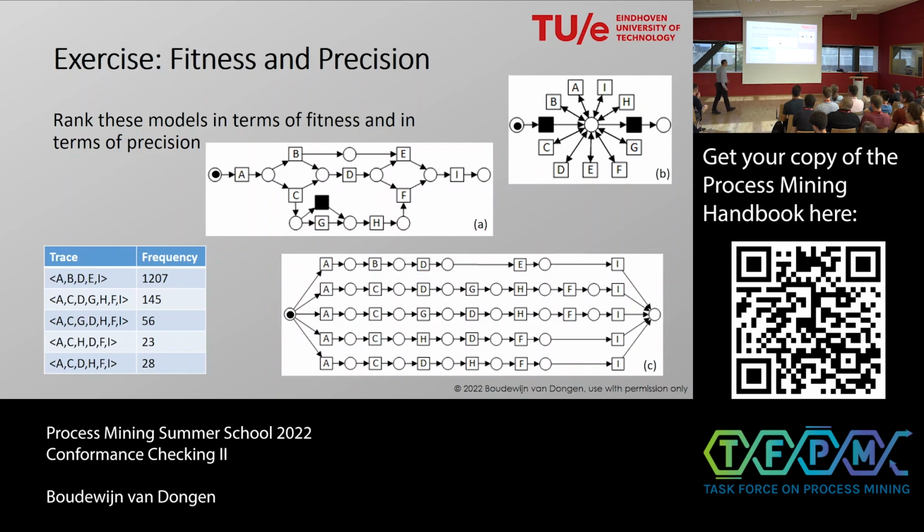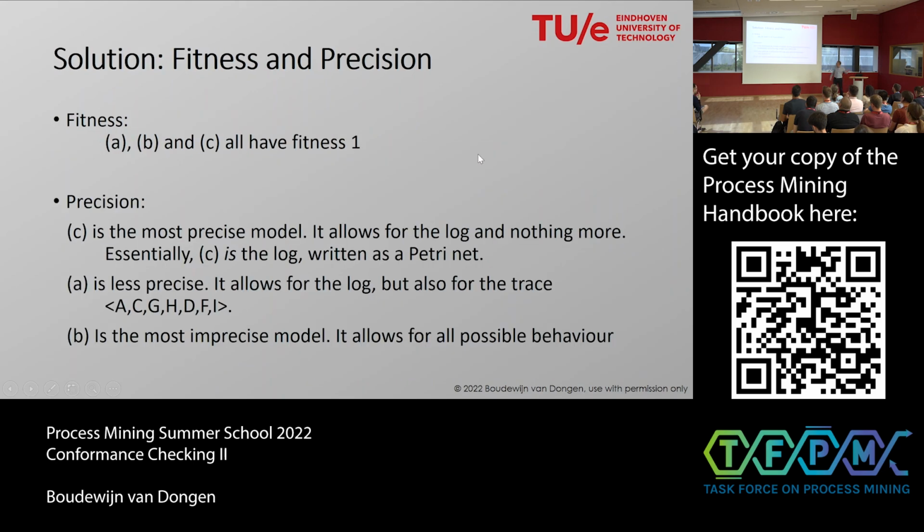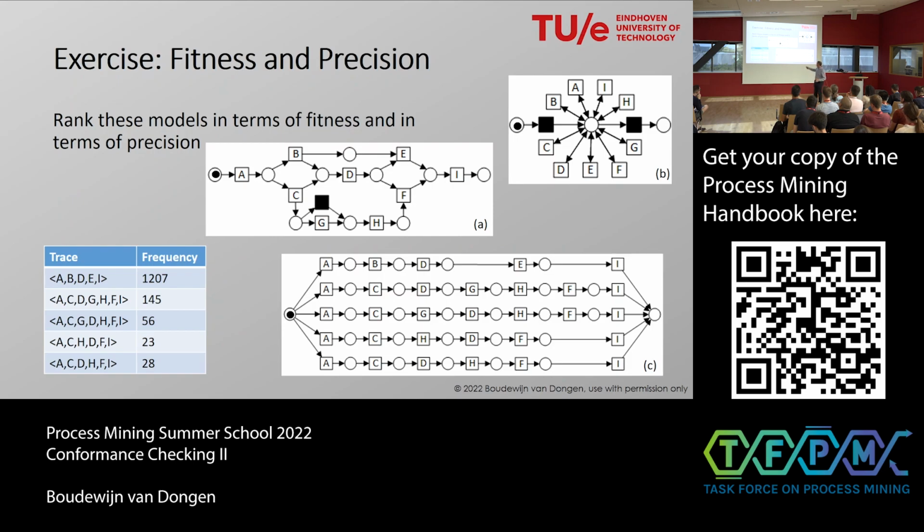All right. So you're absolutely right. All of these models have perfect fitness. So all have fitness 1. So all of these 3 models can actually produce this event log. A is the model we've already seen a few times. B is the flower model, but now made into a workflow net using tau transitions. That remark was there yesterday.